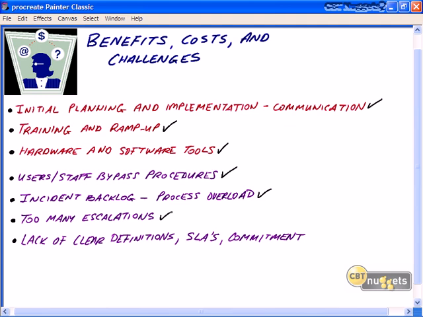That's huge, especially for a company-wide deployment or upgrade, which was the case for State Farm here. Then overall challenges are just lack of clear definitions, clearly defining the services, clearly defining the service level agreements with your customers, your users, your vendors, and just an overall lack of commitment on the part of management, all the way down to that service desk employee who's dealing with the day-to-day incidents and service requests.